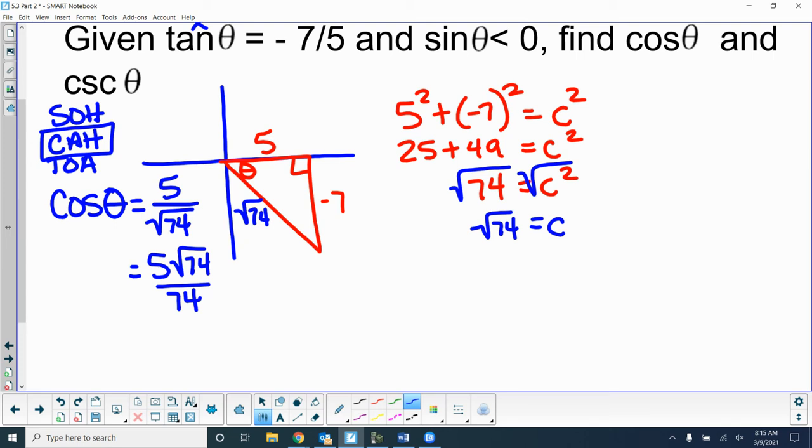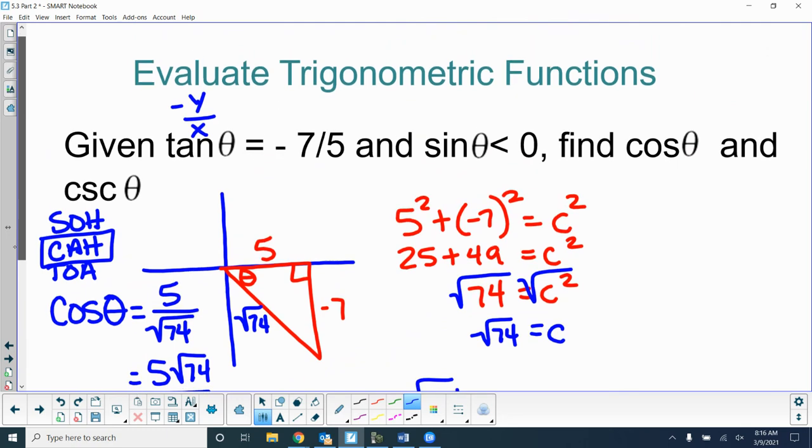It also asks for the cosecant. Okay? Cosecant is the reciprocal of which one? Sine, right? Sine is opposite over hypotenuse. So we want hypotenuse over opposite. So hypotenuse is the square root of 74. Opposite is -7. Okay? Those are the two answers for that problem.